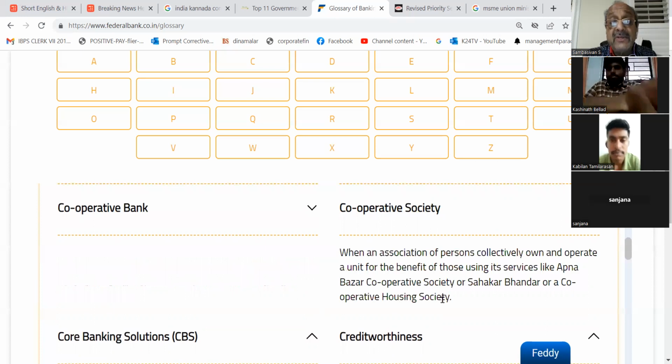Very good. Cooperative society. When an association of persons collectively own and operate a unit for the benefit of those using the services, like Apna Bazar Cooperative Society or Sahakar Bhandar or a cooperative housing society.